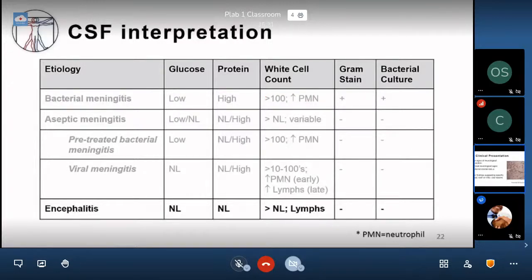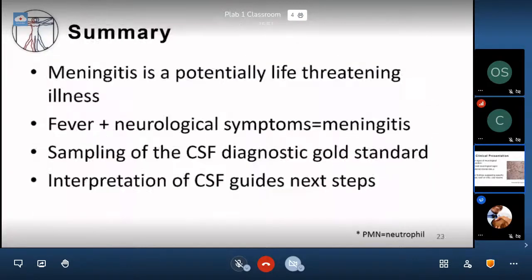You can see here that with encephalitis, the glucose and protein are normal. The white blood cell count is elevated, but not to the same degree as seen with bacterial meningitis. The types of white blood cells are lymphocytes, which makes sense because viruses are some of the most common causes of encephalitis, and lymphocytes are critical for control of this type of infection.